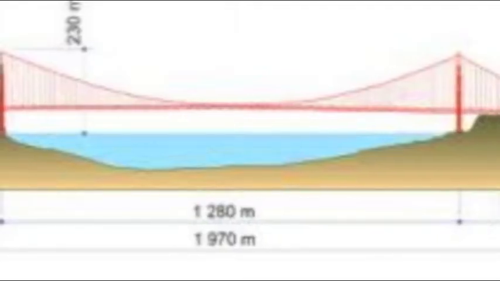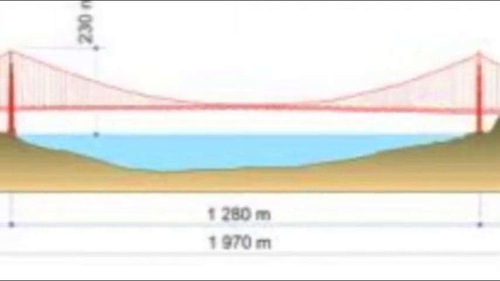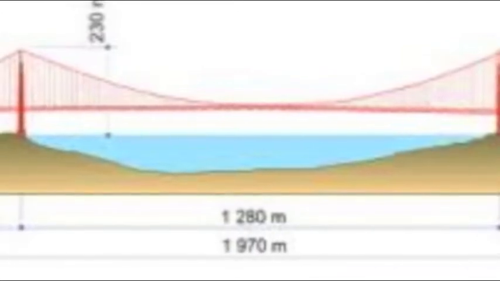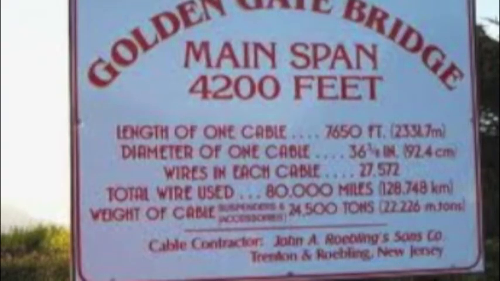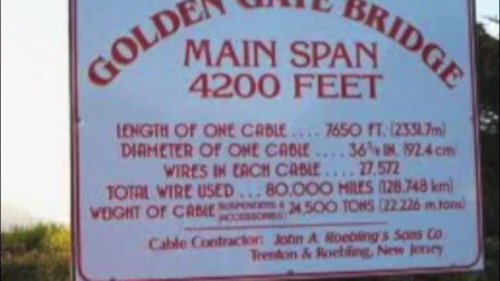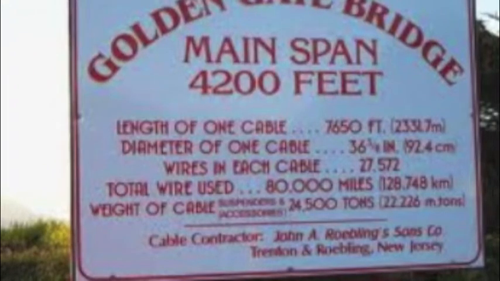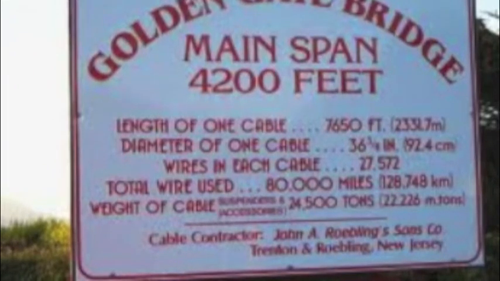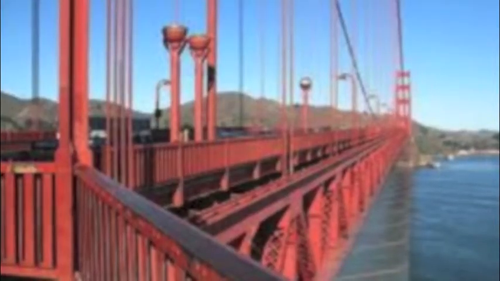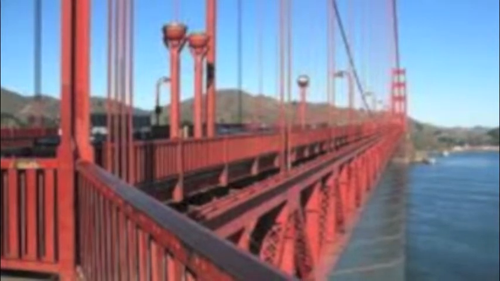The total length is 2,737 meters and it is 227 meters tall above the water. As we can see in the picture, these are the specifications of the bridge. The weight of the roadway is hung from two cables that are connected to the towers and then connected to the concrete at each end. The materials that compose this bridge are steel and concrete.